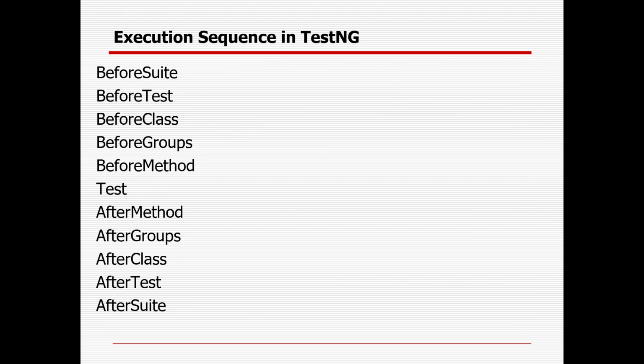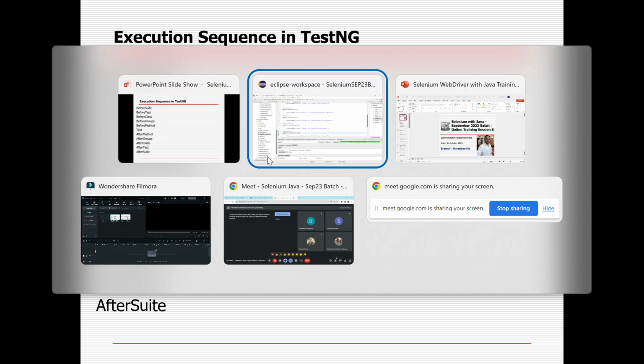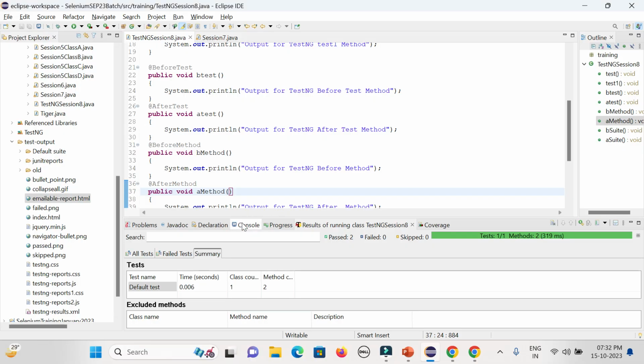What is the sequence? First BeforeSuite will be run, then BeforeTest, BeforeClass, in case you are using BeforeGroups, BeforeMethod, then your @Test. Then AfterMethod, AfterGroups, AfterClass, AfterTest, and AfterSuite. So that will be the sequence of your execution. But @Test means that will be considered as a test case and will be supported by different other annotations. The remaining annotations will be supporting your test cases, but those will not be treated as individual-level test cases. I will try to implement it using Selenium also down the line.